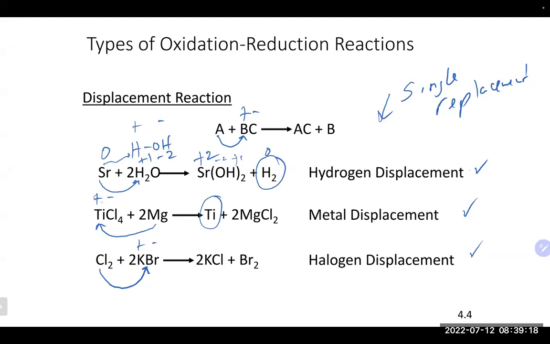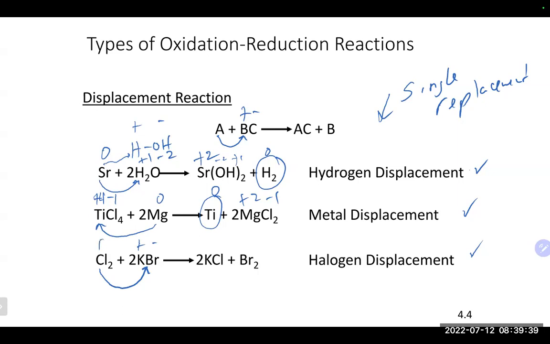Same thing here. This is +4, -1, 0, 0, +2, and -1. So once again here, the titanium there going from +4 to 0, so it's being reduced. Magnesium going from 0 to +2, being oxidized, becoming more positive.